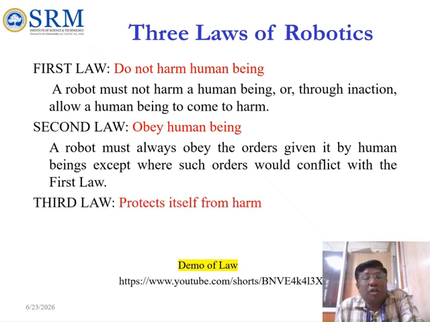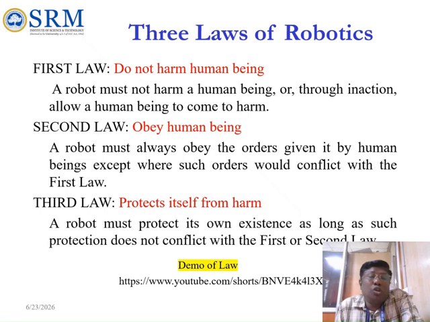So if you look at the third law, protect itself from harm. The robot must protect its own existence as long as such protection does not conflict with the first and second law. So if you are thinking that the robot wants to protect itself, while it is protecting itself, it should not harm the human being. Okay, it should not harm the human being. So it should be inactive. If a person is coming and touching it, the robot should be stopped. So that is the one.